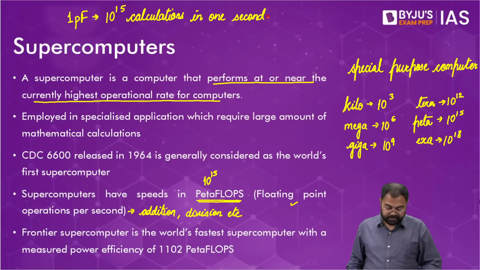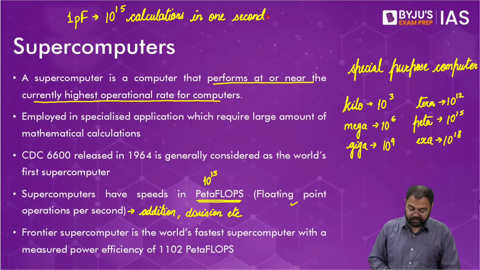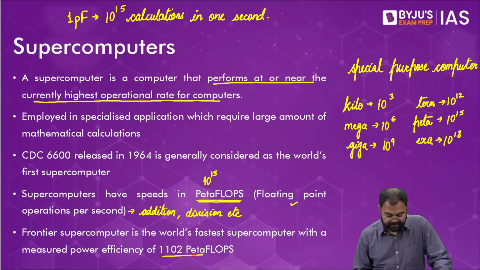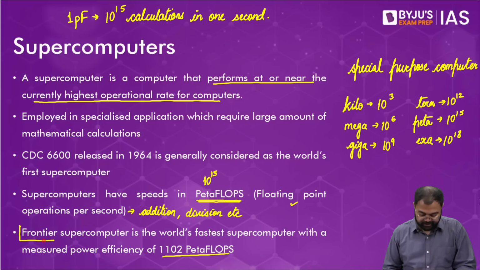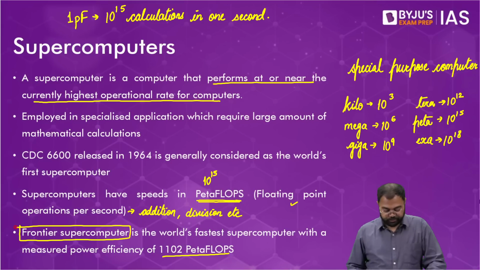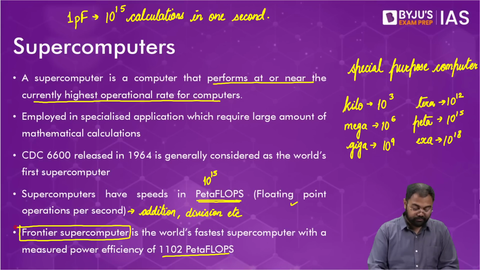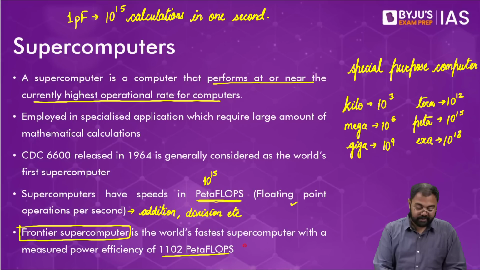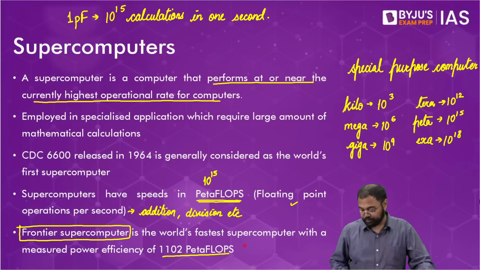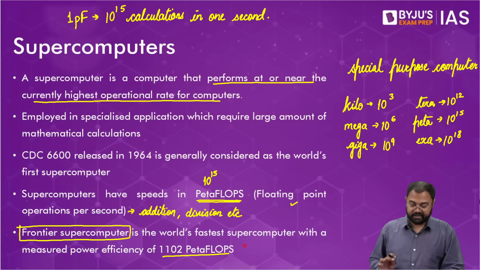So what we right now see is that the world's fastest supercomputer has a speed of 1102 petaflops, and this is the Frontier supercomputer. Frontier has a total speed of 1102 petaflops, or you can say 1.1 exaflops. So this is a huge speed to have, right? And this is precisely what we have observed with the Frontier supercomputer, which is the fastest supercomputer in the world right now.